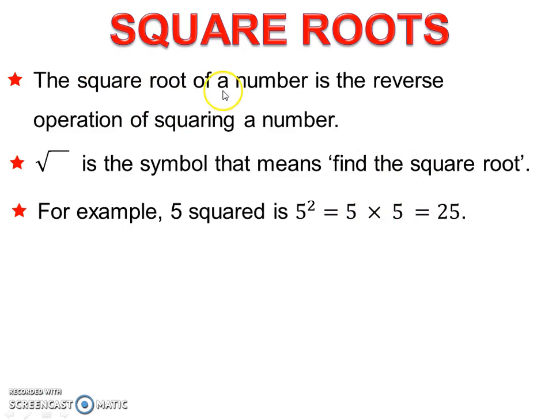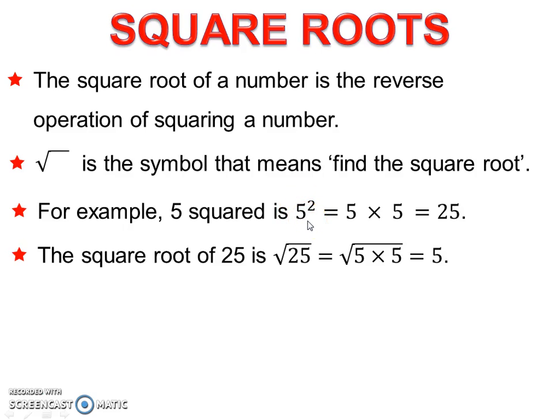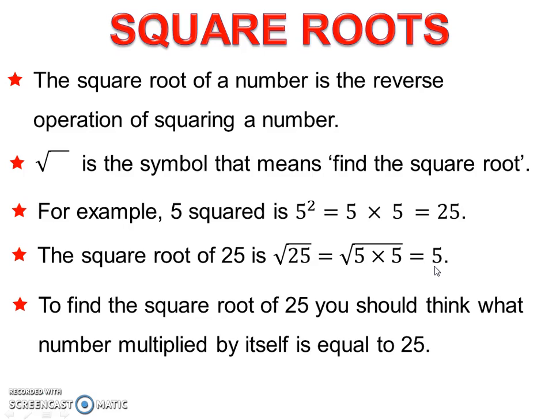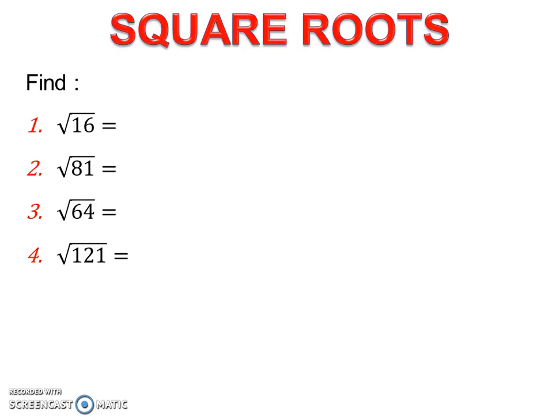So the square root's the opposite of this. It's like we're getting the 25 and we need to get back to find out what number we squared. We're trying to find this 5. So the square root of 25, we think, okay, that means 5 times 5 gives me 25, so my answer is 5. To find the square root of a number, that's what we're thinking: what number do we multiply by itself to equal the 25?